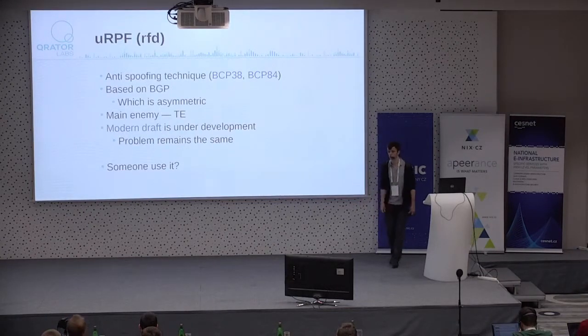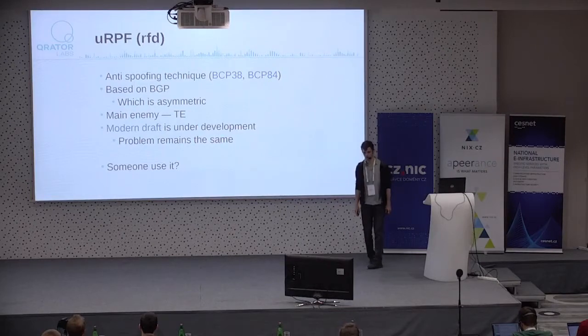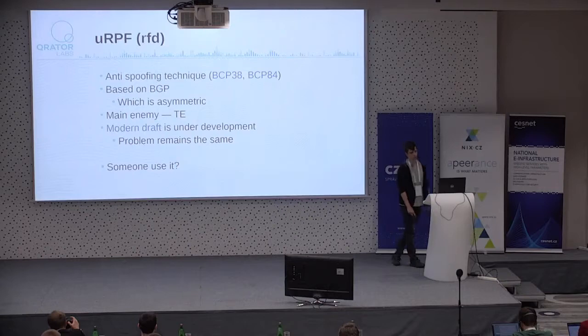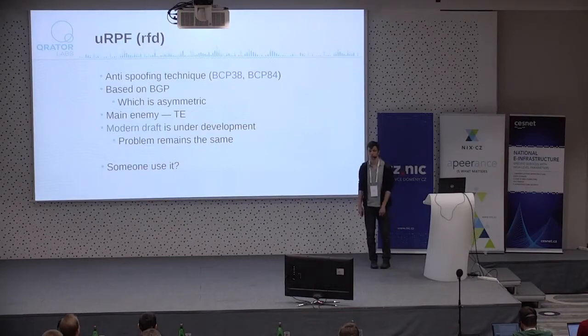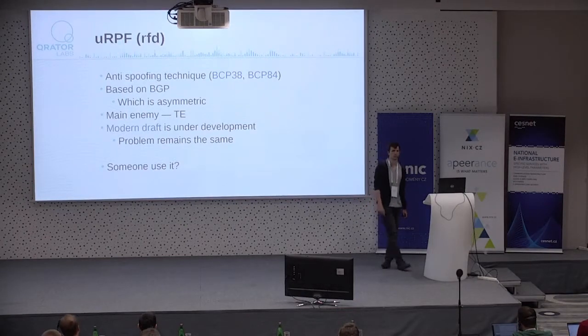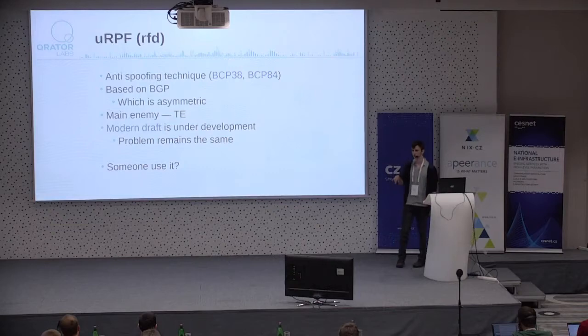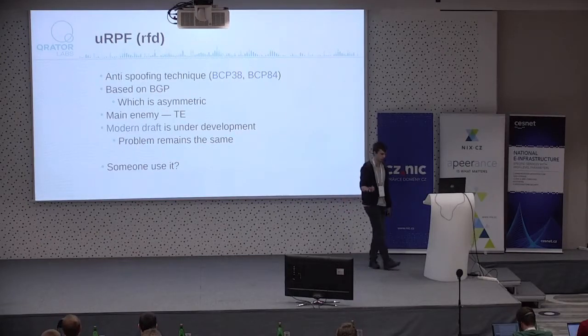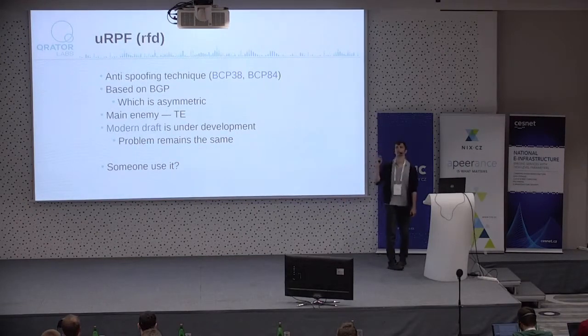But let's move to the more interesting part. During the last year, there was a suggestion to resurrect URPF. What is URPF? URPF is an anti-spoofing technique, and it's directed to block a packet with a spoofed IP address. But how can we understand that this particular IP address was spoofed? They suggest using BGP routes for that. But the main problem with BGP routes is that they have an asymmetric nature.